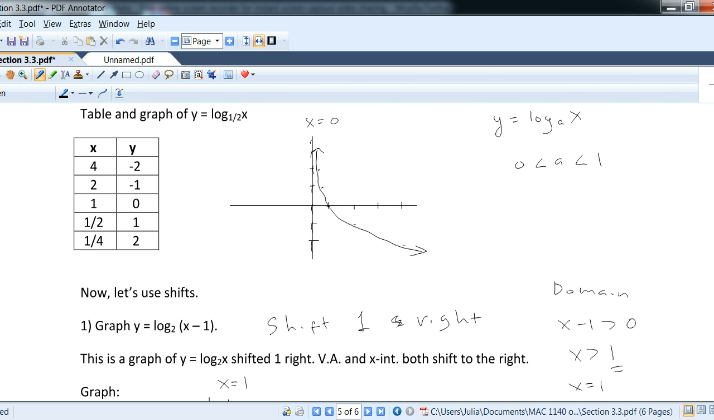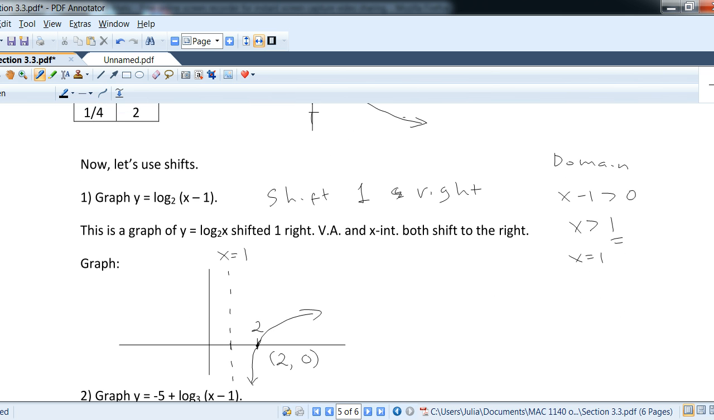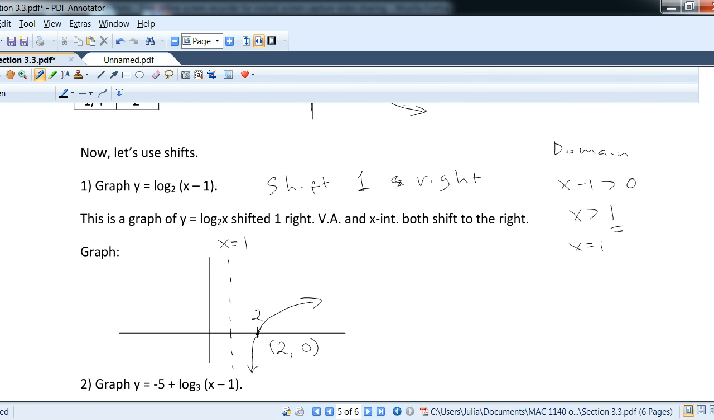Let's take a look. There you go. The whole graph, so now the asymptote shifted from x equals 0 to x equals 1. The intercept, which was previously at 1, 0, is now at 2, 0. So this is how the horizontal shift looks like. What about if we have a couple of shifts? Let's take a look at the next example.